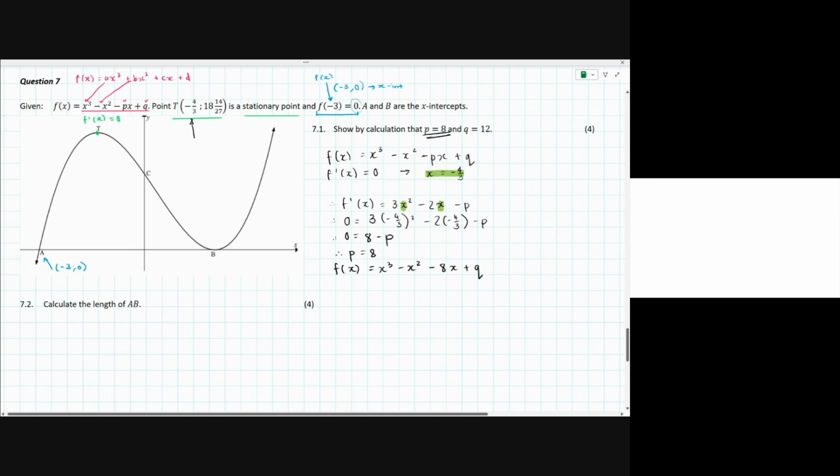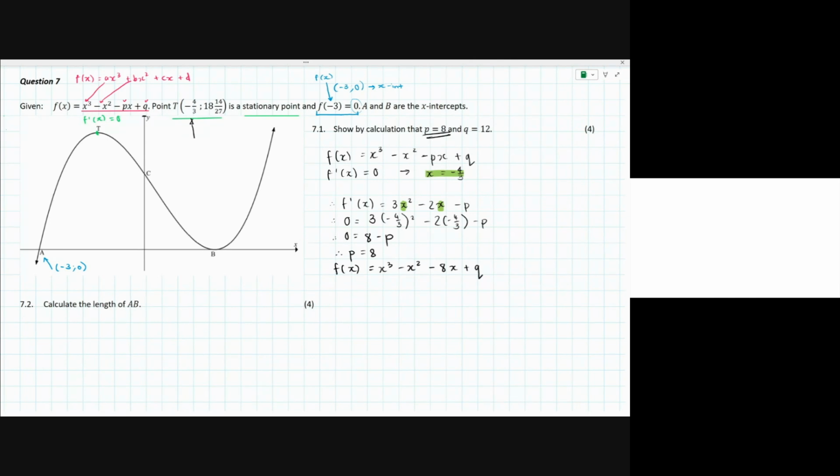And remember, I said there's 2 ways to do this. Either with your x-intercepts, which we couldn't do here because we don't know all of them, or with your turning point and another coordinate. We've used the turning point. We've used the first derivative. We've gone and found what p is.